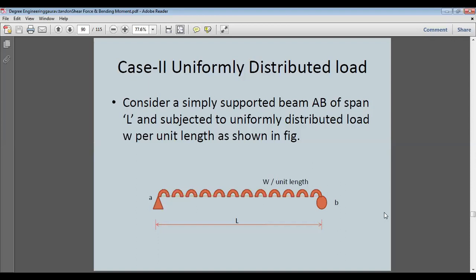Roller, as I told, is given just to support the beam, so that if its length is increased due to expansion or various factors, the roller supports the beam and it does not harm. So we have a simply supported beam supported at one end A with a point support and at the other end B with the roller, and we have a uniformly distributed load of W, weight W per unit length. So W is the weight per unit length.